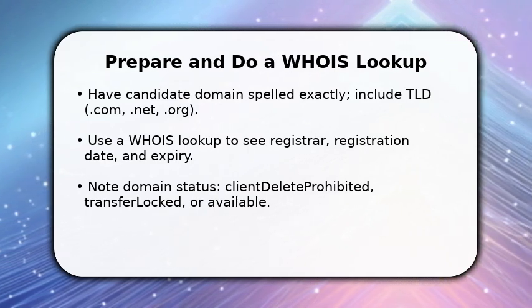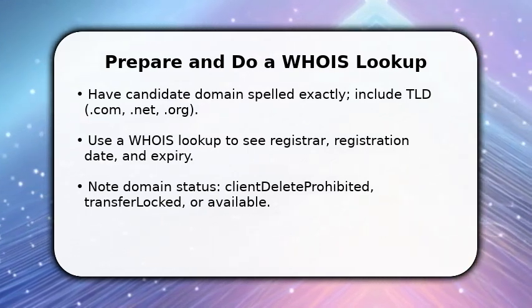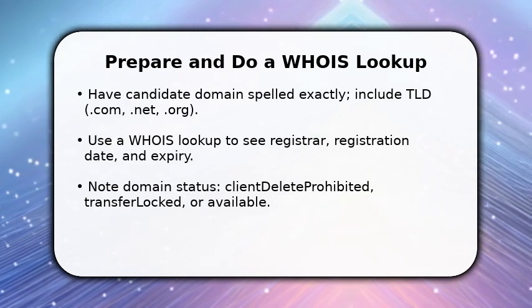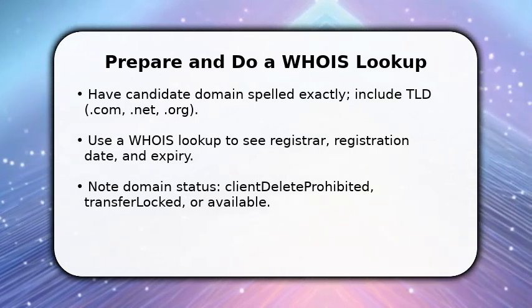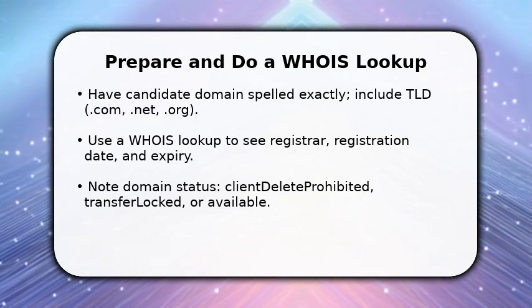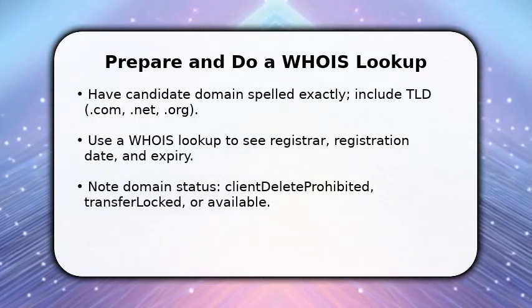If the record shows privacy protection, make a note. That hides owner contact info. These first checks save time and tell you if you need a broker, backorder service, or can register immediately.